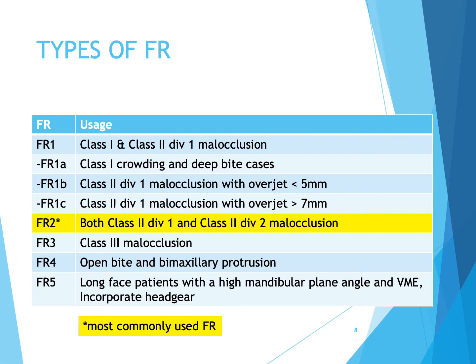FR4 is used for treatment of open bite and bimaxillary protrusion. FR5 are functional regulators that incorporate headgear. They are indicated in long face patients with a high mandibular plane angle and vertical maxillary excess. The FR2 of Frankel is the most commonly used appliance and will therefore be discussed in detail.